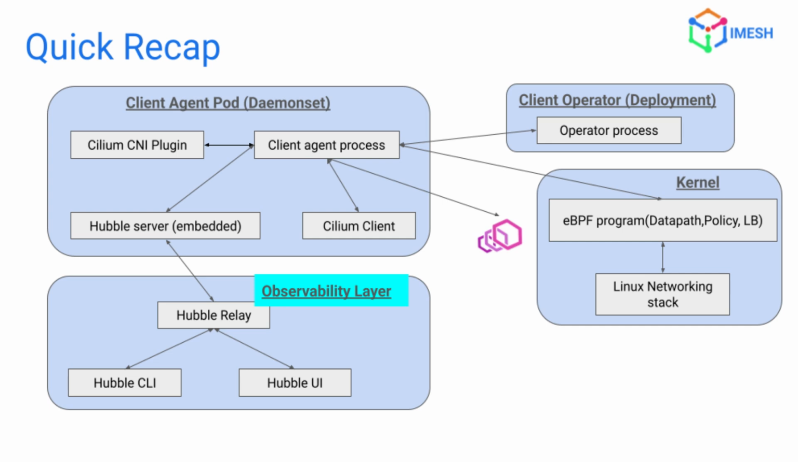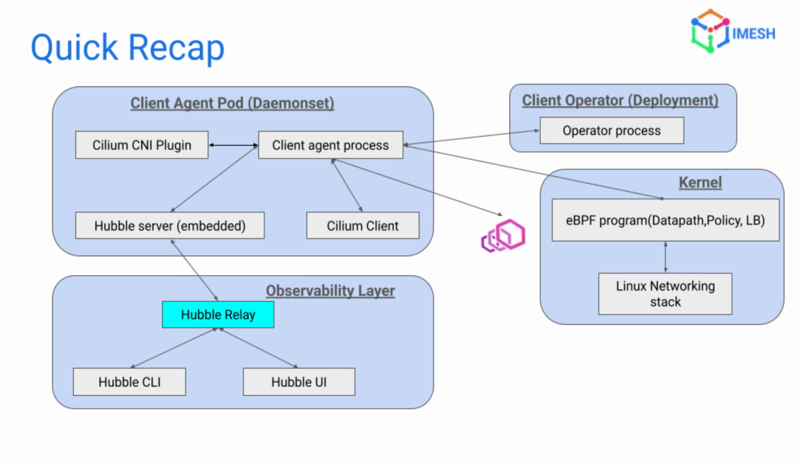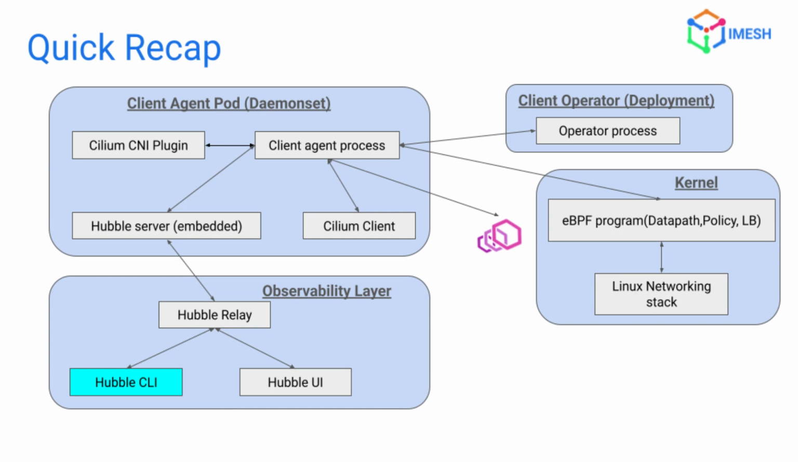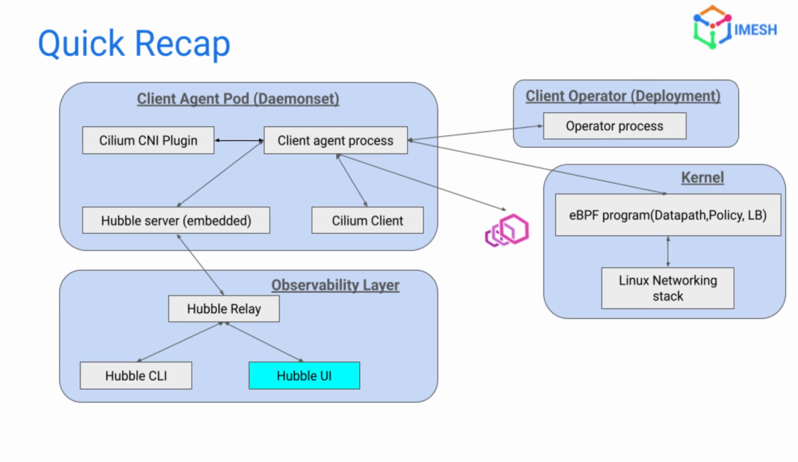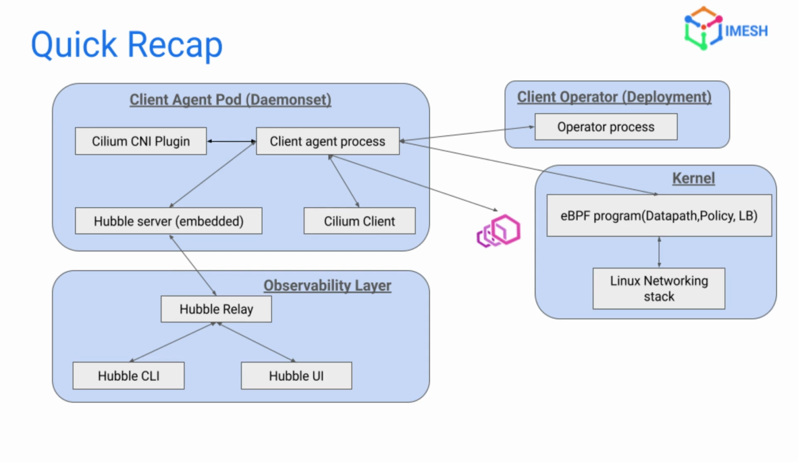Each agent pod contains an embedded Hubble server that collects network data. This data is sent to the Hubble relay, which gathers information from all nodes. You can then use the Hubble CLI or UI to get a complete cluster-wide view of your network traffic. So, to summarize, the agent on each node programs the kernel, the operator manages the cluster, and Hubble gives you the visibility to see it all working together.